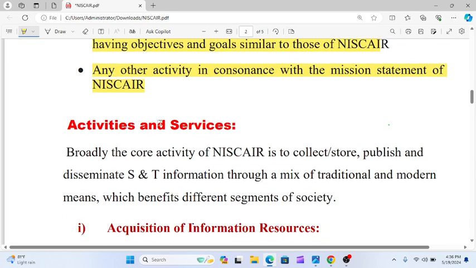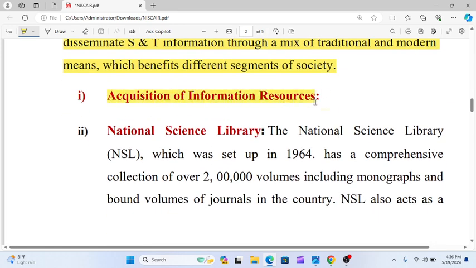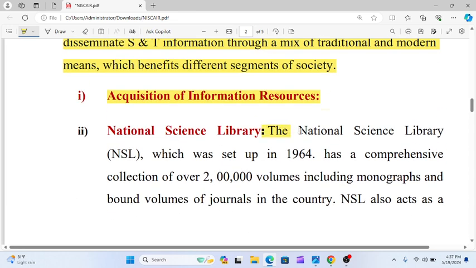So this is very important. Some activities and services of NISCAIR: the core activity of NISCAIR is to collect, store, publish, and disseminate science and technology information through a mix of traditional and modern means which benefits different segments of society. Acquisition of information resources: in that, we will deal with the National Science Library. The National Science Library, which was set up in the year 1964, has a comprehensive collection of over 2 lakh volumes, including monographs and bound volumes of journals in the country.